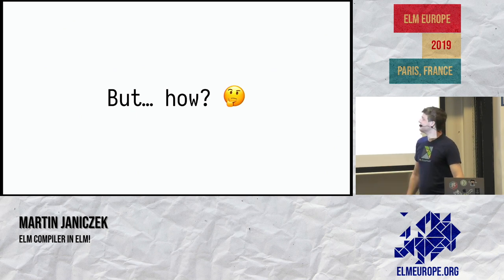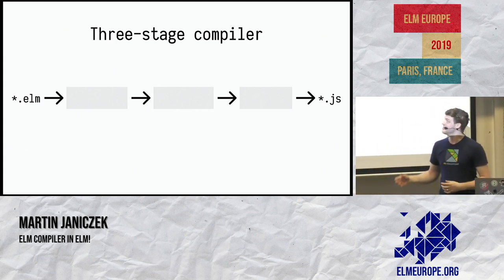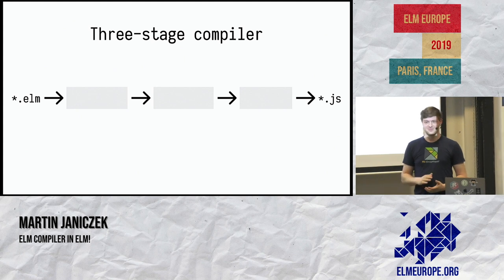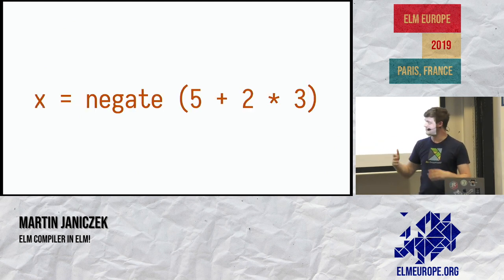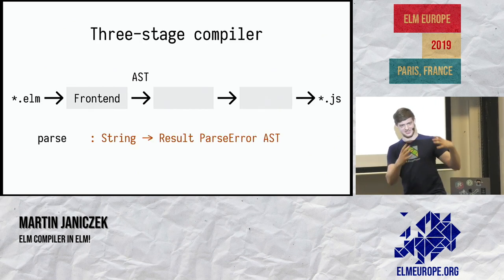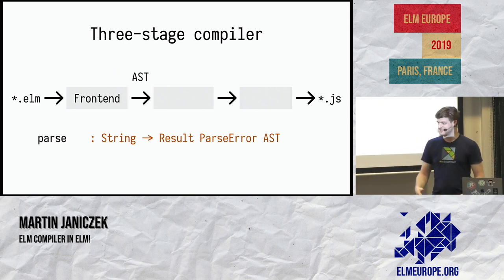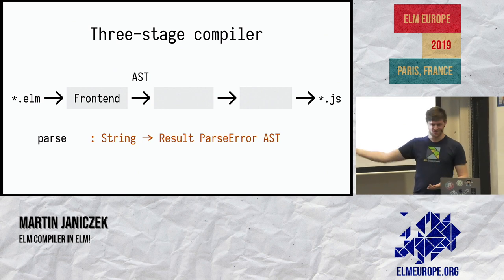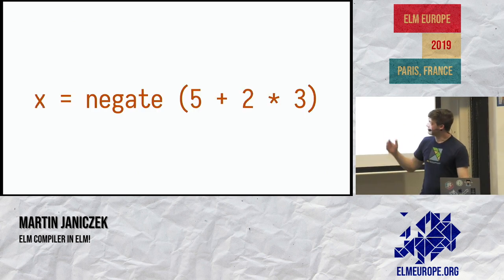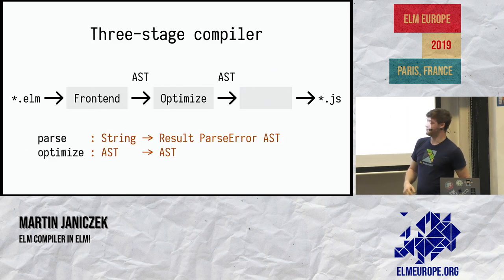Like how do you even start? If you Google this, read a book, or go to Wikipedia, you get the three stage compiler, which is the canonical way to do this. On one side you have the source code, which might look like this for the sake of example, and then you parse it. So you go from the meaningless string to some structure, which I called AST, abstract syntax tree. It's just a custom type, right? What Richard talked about.